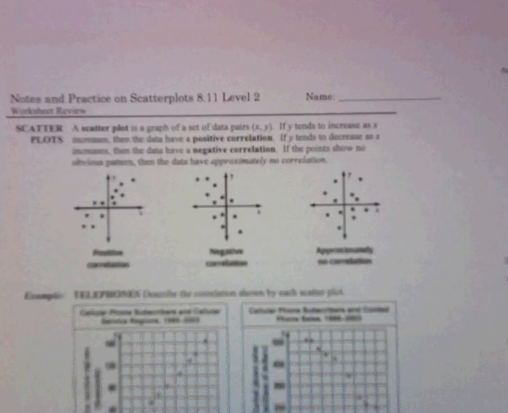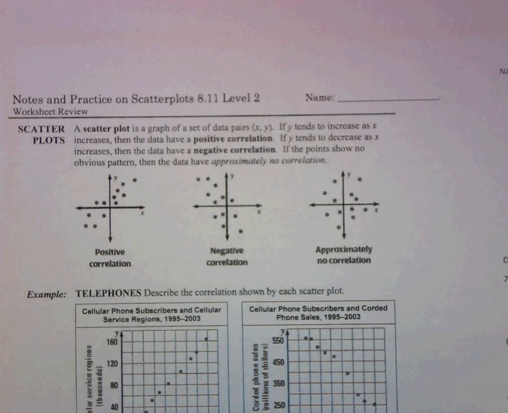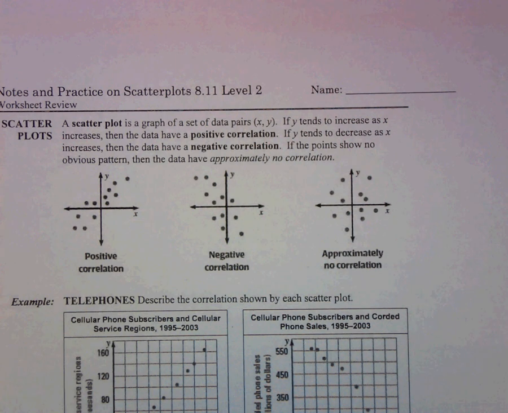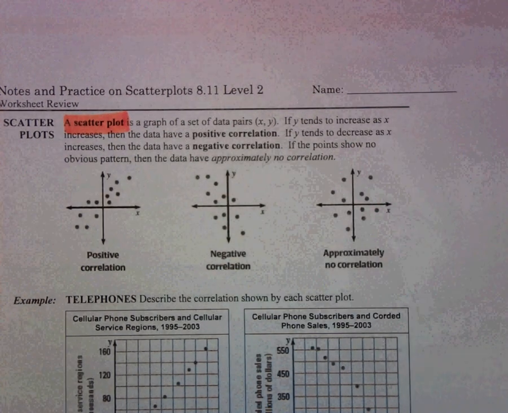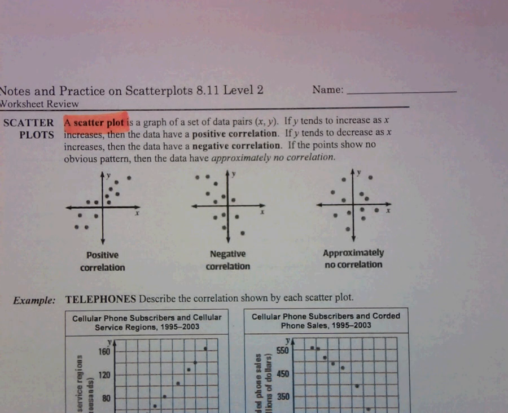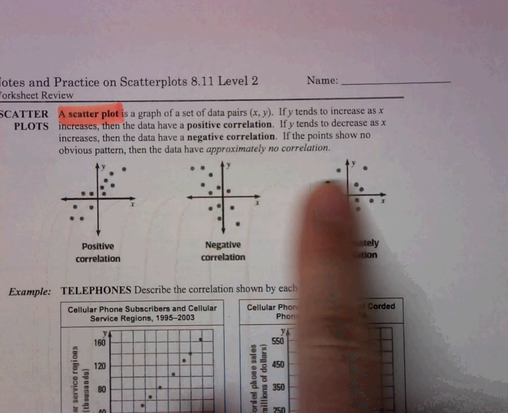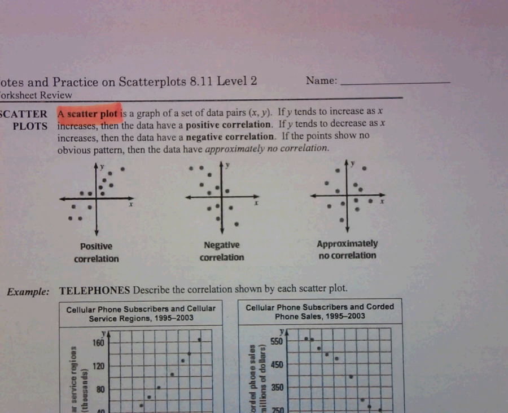Okay, now I have a lot of this already defined for you, so I'm just zooming in a little bit. And so let's talk about what a scatter plot is. So here we have a scatter plot. It says it's just a graph of a set of data points. So it's just a bunch of random points. All these examples that you see here below, these are all examples of scatter plots.